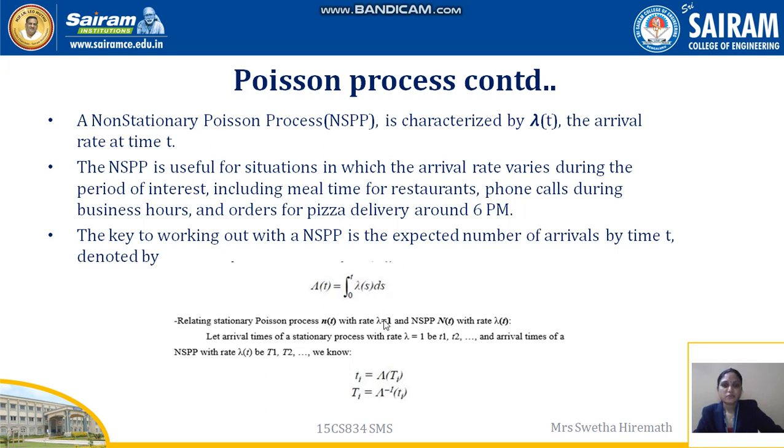Relating the stationary Poisson process N(t) with rate lambda equal to 1 and the NSPP N(t) with rate lambda(t): let the arrival times of the stationary process with rate lambda equal to 1 be t1, t2 and so on, and the arrival times of the NSPP with rate lambda(t) be T1, T2, and so on. Then Ti equals the inverse of v applied to ti, that is, v to the power of minus 1 of ti. So this is about the Poisson process.